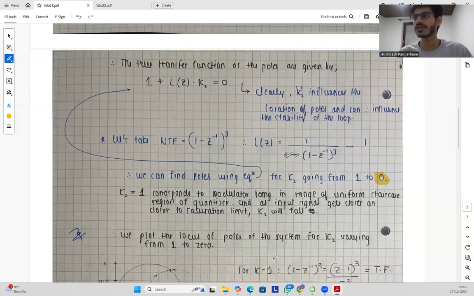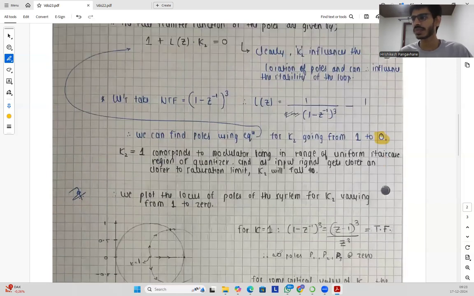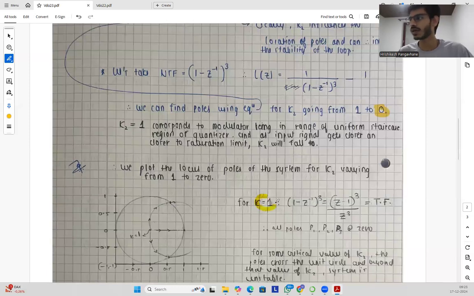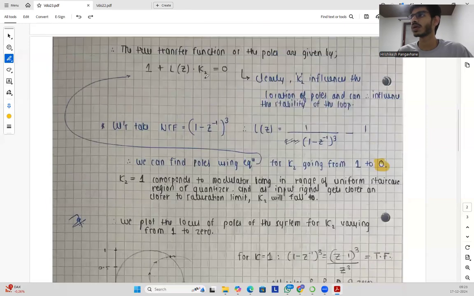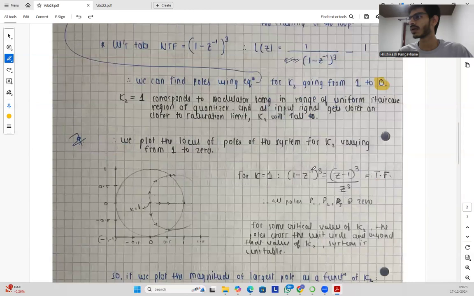If we plot the locus of the poles of the system for K2 varying from 1 to 0, we can see that for K2 equal to 1, our transfer function is basically (1 minus z inverse) cubed. Over here, all our three poles, P1, P2, and P3, are at 0, comma 0. This is the position for the case K2 equal to 1. And when K2 falls from 1 towards 0, these poles start moving in these directions.